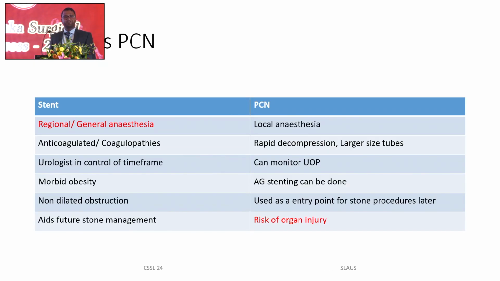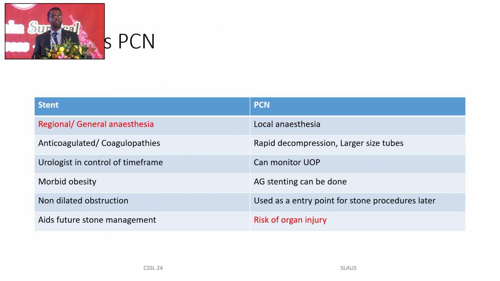So what about PCN? It can be done under local anesthesia. It is rapid decompression of the system, because you can see the length from the skin to the system is less compared to the length from the UO to the kidney. And the size of the tube is larger than the stent.